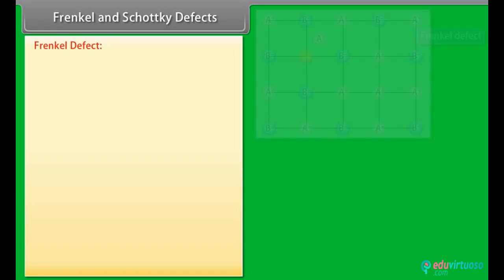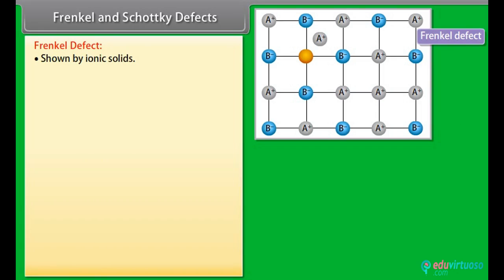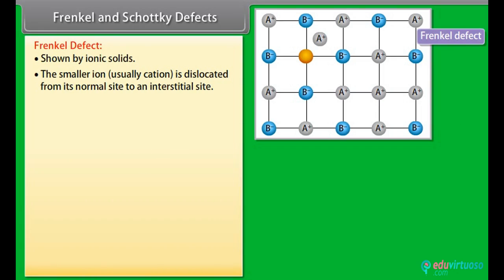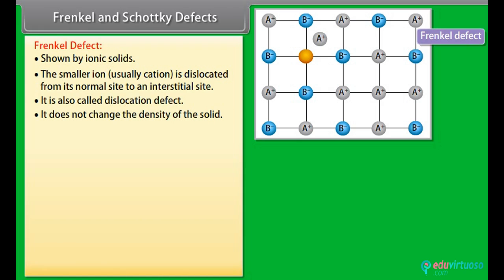Frenkel and Schottky defects. Frenkel defect, shown by ionic solids. The smaller ion, usually the cation, is dislocated from its normal site to an interstitial site. It is also called dislocation defect. It does not change the density of the solid. Shown by ZnS, AgCl, AgBr, and AgI due to the small size of Zn²⁺ and Ag⁺ ions.